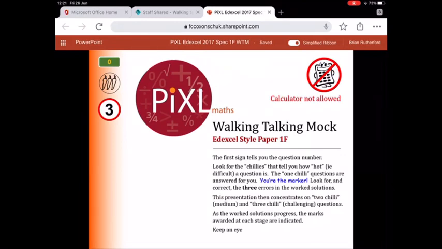So as you go through the presentation, keep an eye out for any extra warning signs. It just gives you extra exam tips. You'll also see a number on a white background in a red circle. That number will increase as and when the marks are awarded.